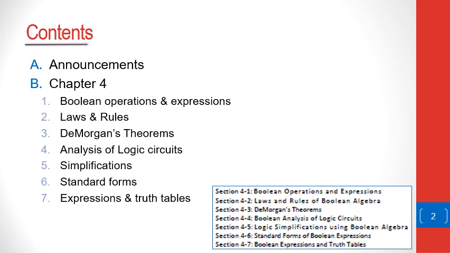talks about Boolean operations and expressions, section 4-2, which talks about laws and rules of Boolean algebra, and then we'll look at De Morgan's theorem, and then section 4.4, which is Boolean analysis of logic circuits. We'll look at how to use Boolean algebra to simplify logic circuits, and we'll look at standard forms of Boolean expressions. And then later in section 7, we'll look at Boolean expressions and the truth table.